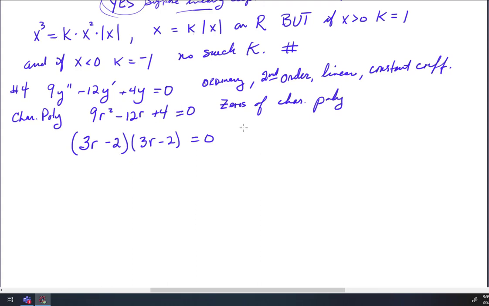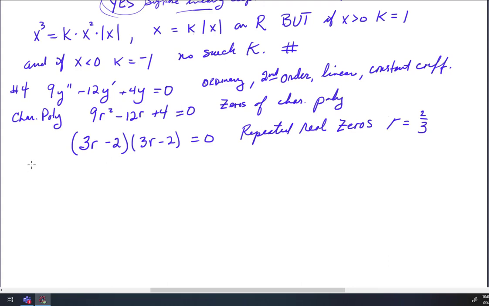And then reading the factors, I see I've got repeated real roots or zeros. It's really zeros. Roots and zeros are used interchangeably here, but it's really zeros that I'm thinking about. Repeated real zeros, and that would be r equal to 2/3. So r equal 2/3 would be a repeated 0.